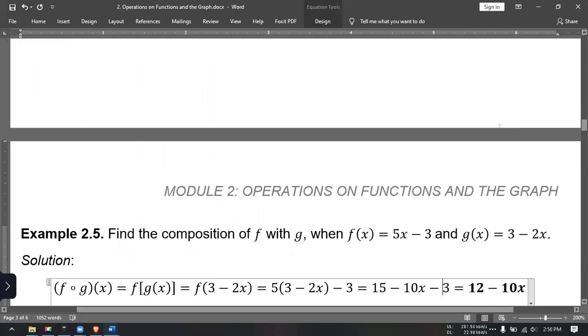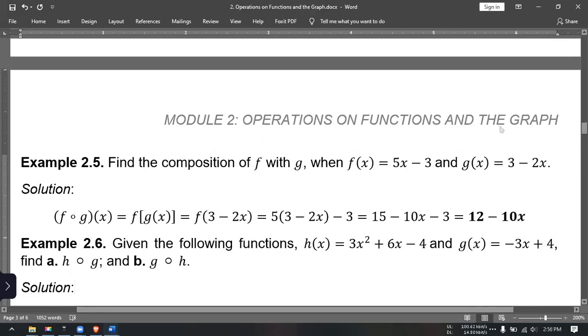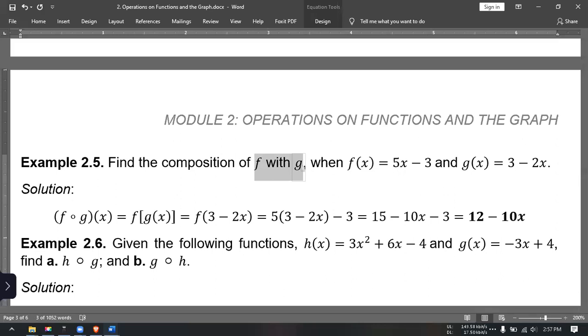Number 1, or example 2.5. So find the composition of f with g when f of x is defined as 5x minus 3 and g of x is 3 minus 2x. So we are looking for f circle g. f with g is the same as f circle g of x. So in symbol, ito siya.